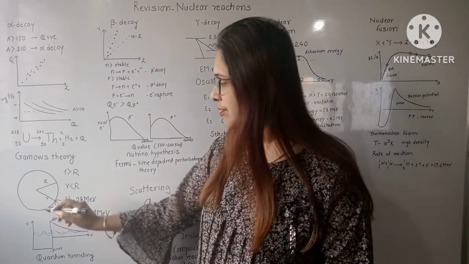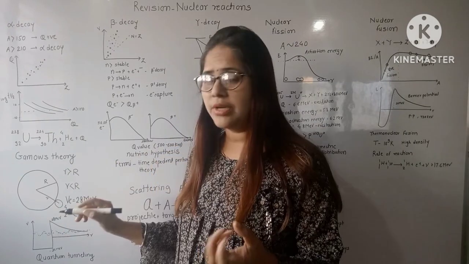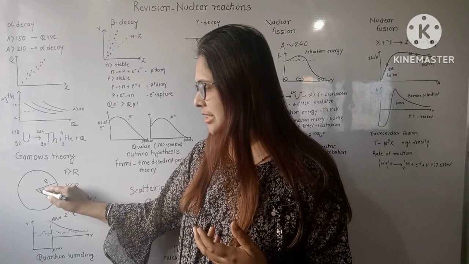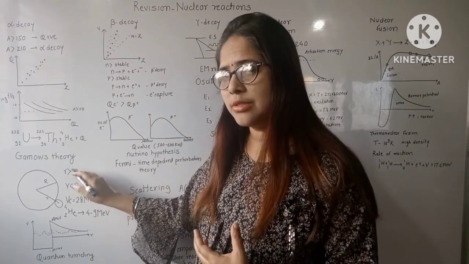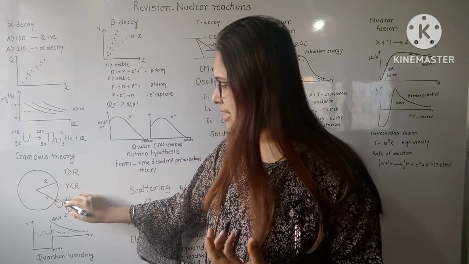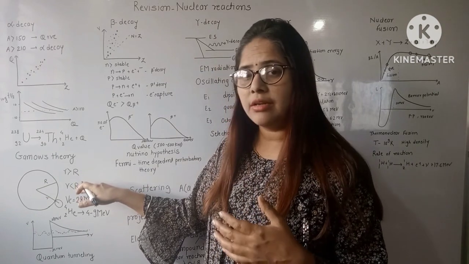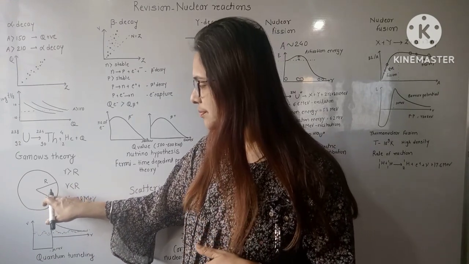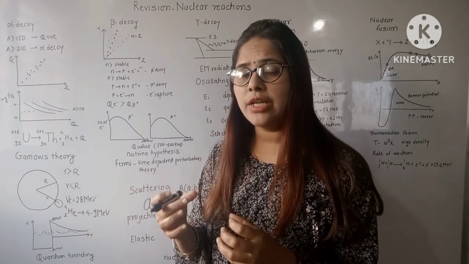What he considered is that suppose the alpha particle is prepared inside the nucleus. Let small r be the distance between the center of the alpha particle and the center of the parent nucleus itself, and capital R is the radius of the nucleus. He considered two cases: small r greater than capital R, and small r less than capital R. When small r is greater than capital R, the alpha particle coming out of the nucleus is acted upon by a Coulombic force. When r is less than capital R, the alpha particle is inside the nucleus, so it is acted upon only by the nuclear force.